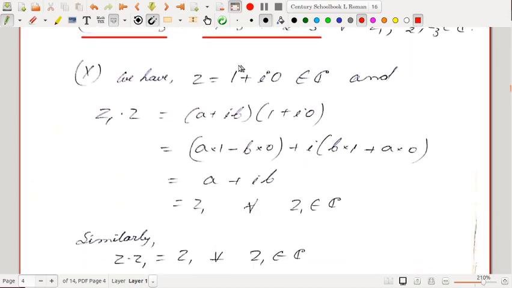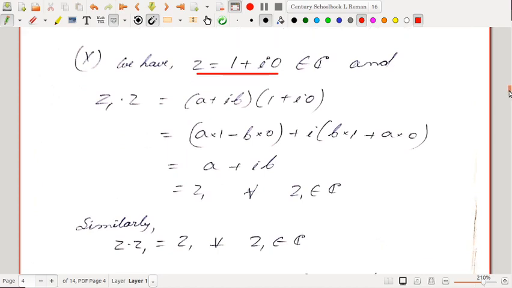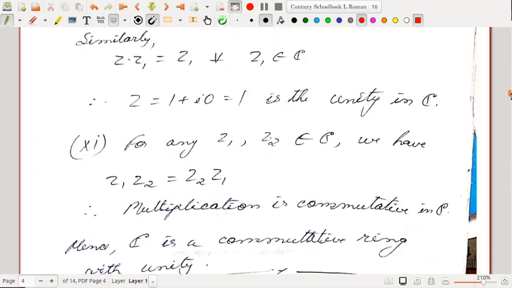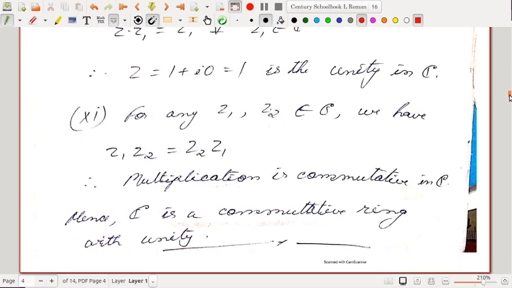And then what is the identity element? What is the unity element? It's z equal to 1 plus i0, that is the number 1. Any complex number multiplied with 1 is the number itself. So this is what we have shown. z1 into z is z1 for every z1 inside C. That means z equal to 1 plus i0, that is 1, is the unity in C. So it's a ring with unity. Number 11, we have to show that it's commutative.